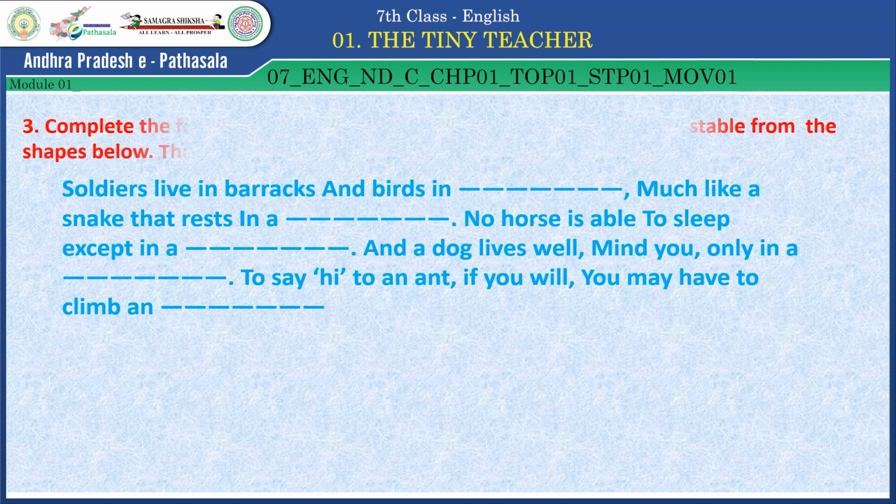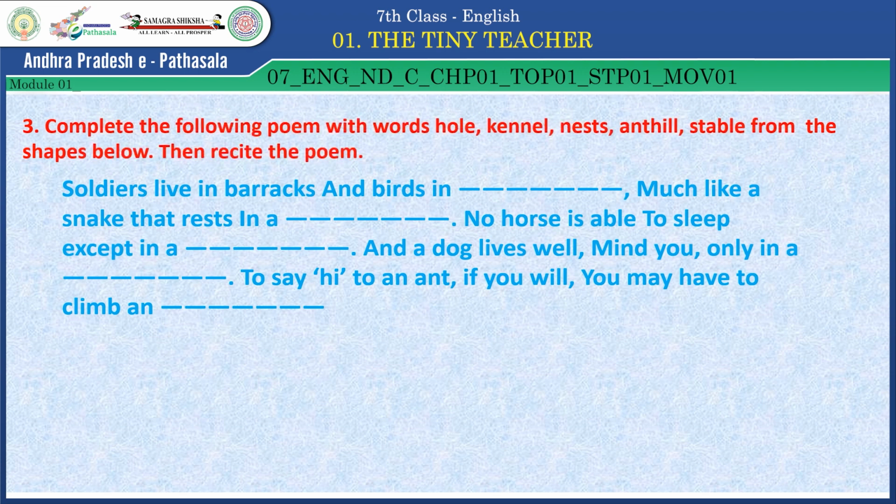Complete the following poem with the words hole, kennel, nest, anthill, stable from the shapes below. Then recite the poem. Soldiers live in barracks and birds in dash, much like a snake that rests in a dash. No horse is able to sleep except in a dash, and a dog lives well, mind you, only in a dash. To say hi to an ant, if you will, you may have to climb a dash. Then we will repeat the poem again with answers.